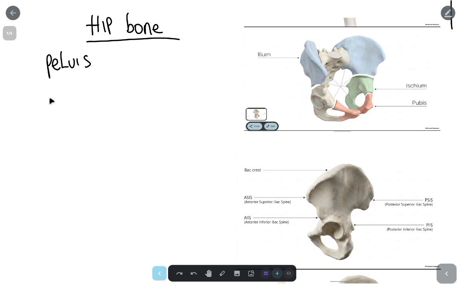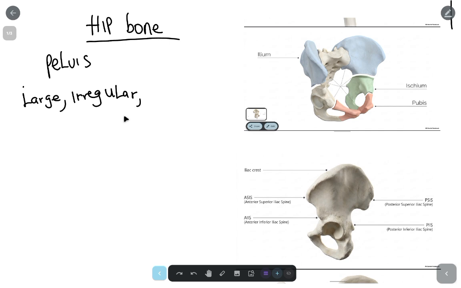So we're going to start with the hip bones. The first thing you have to know about the hip bones is the definition. So what is the definition of the hip bone? The hip bone is a large, irregular bone forming the lateral part of the pelvis. So the hip bone is a large, irregular bone, and it forms the lateral part of the pelvis.